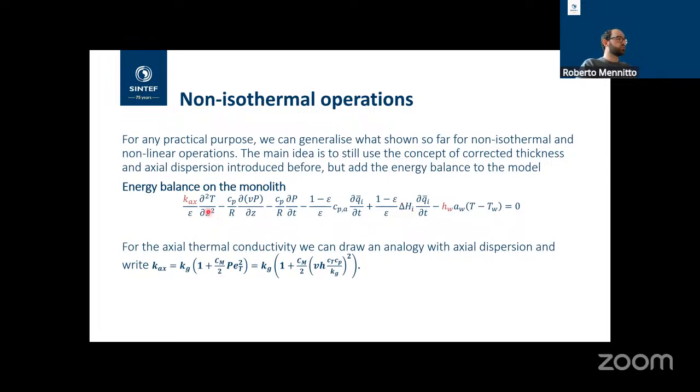Now, when it comes to thermal axial conductivity, we can draw an analogy with axial dispersion and say that the thermal axial conductivity is equal to the thermal conductivity of the gas that we are flowing times 1 plus the Taylor-Harris coefficient over 2 times the thermal Peclet number squared. That accounts, of course, for heat capacity and the thermal conductivity of the gas. A bit more tricky is how we define the heat transfer coefficient monolith to wall.